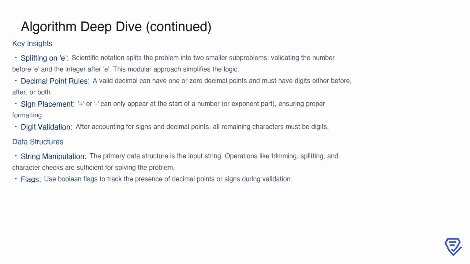These insights, combined with string manipulations like trimming and splitting, form the foundation of our approach. Additionally, we can use simple Boolean flags to keep track of whether we've encountered a decimal point or a sign, making the implementation more efficient and organized.